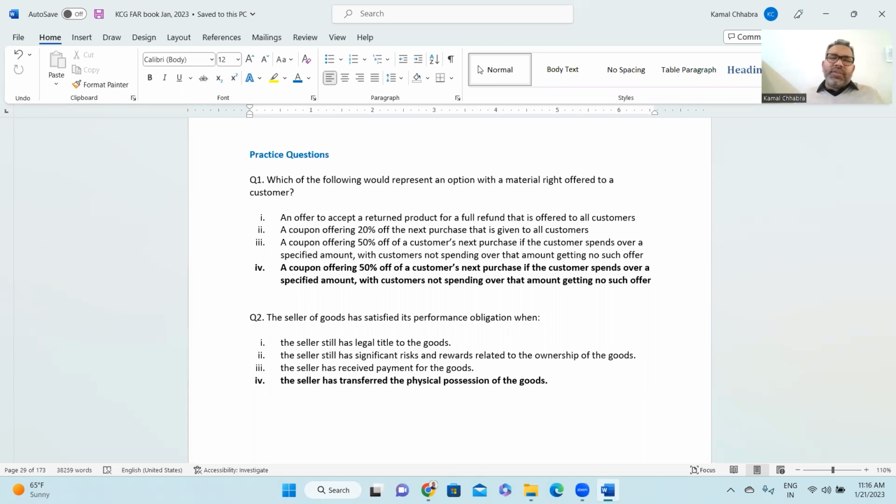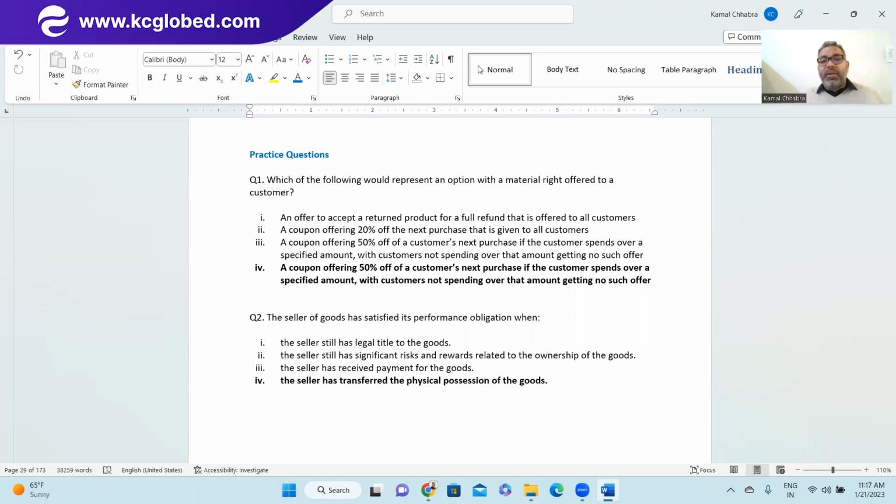In non-off-season shopping, generally, at a company like Allen Solly or Aero, or any other brand you like, if you purchase more than, let's say, $1,000, they'll give you 10% discount. If you purchase more than $3,000, they'll give you 20% discount. And if you purchase more than $5,000, they give you 25% discount. That's what it means: a coupon offering 50% off a consumer's next purchase if the consumer spends over a specified amount, with the customer not spending over that amount.